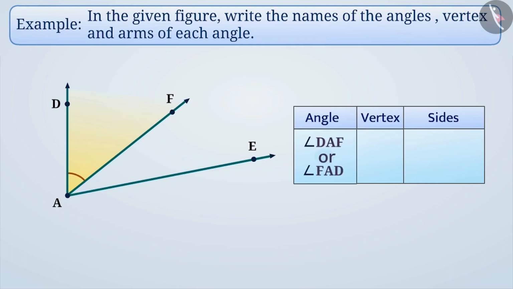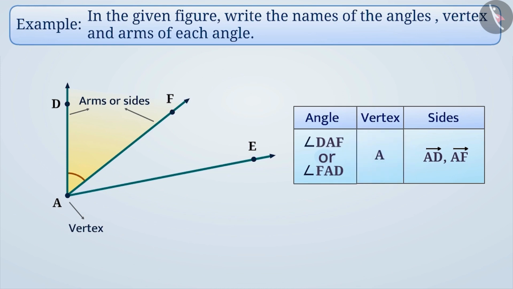The two rays that make an angle are called the arms or sides of the angle. In this way, the arms or sides of the angle DAF are ray AD and ray AF. Similarly, the common starting point of rays is called vertex of the angle. In this way, A is the vertex of angle DAF.